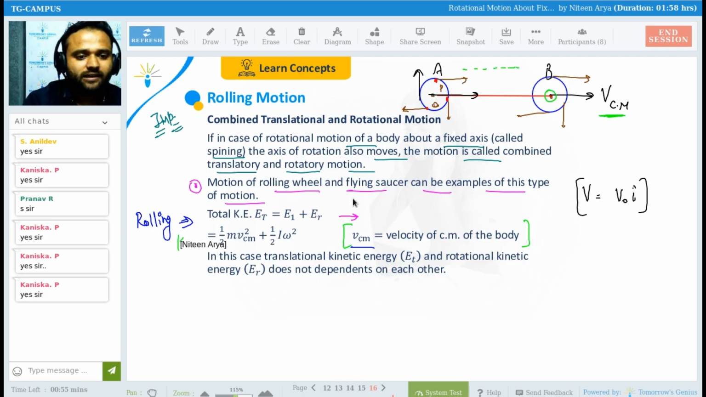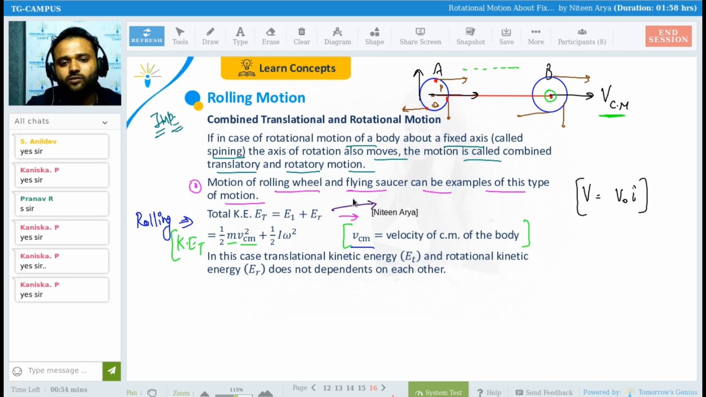So then the total kinetic energy, KE total, is going to be 1/2 m v_cm squared, where v_cm is the velocity of center of mass of the body. And on the previous pages, we found E_R, the rotational kinetic energy. This thing is rotational kinetic energy, and rotational kinetic energy is nothing but 1/2 I omega squared. Clear, everyone?